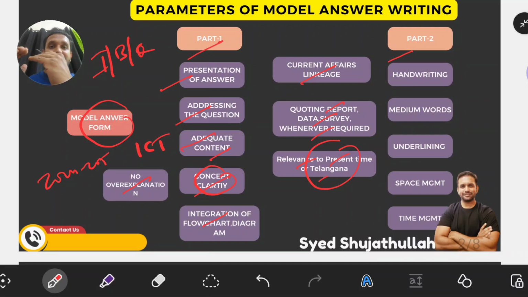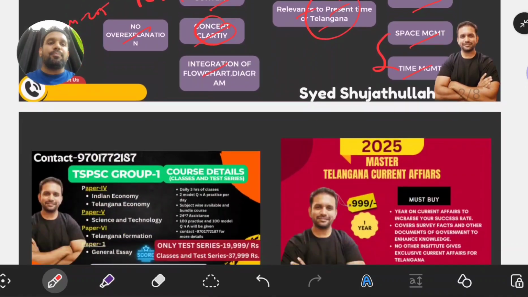You have to descend down from the national level to the state level. Then obviously handwriting should not be big, not small, should be medium size, with medium words. Underlining of important areas and words is important, subheadings are important, and space and time management is again very important. Obviously you cannot write as much as you want because your paper will be of 2.5 hours at most, right? Let us start the approach of the answer.